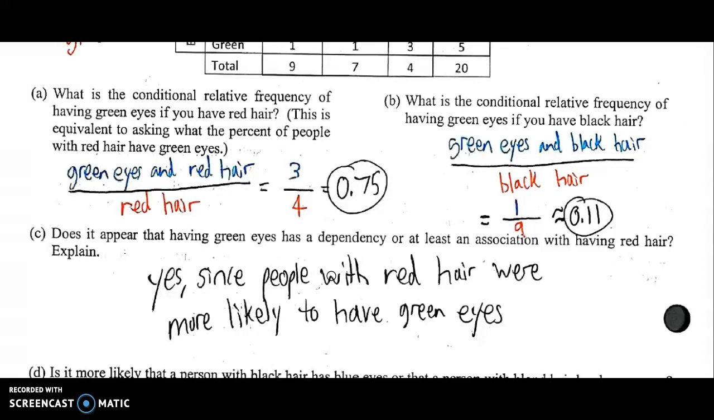We can answer that question. Yeah, it looks like people that have red hair are more likely to have green eyes as well. Because when we did have red hair, more of those people had green eyes than when they had black hair. So that's what we call just using conditional relative frequencies to make a prediction. If they have red hair, probably more likely to have green eyes than if they had black hair.